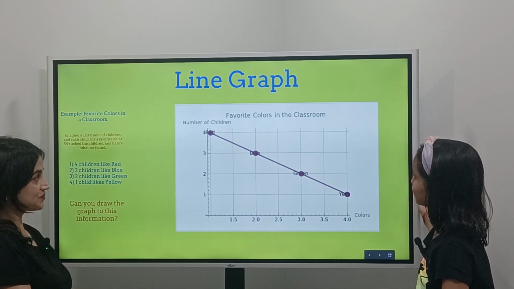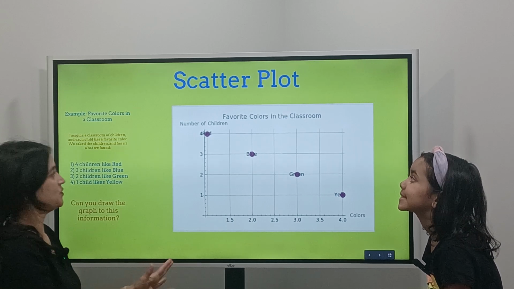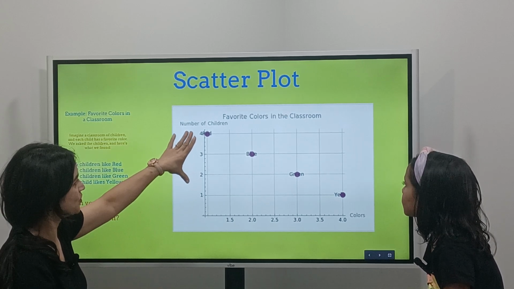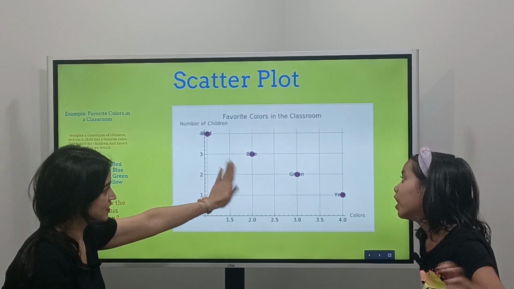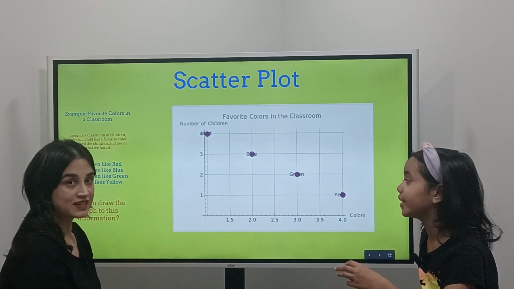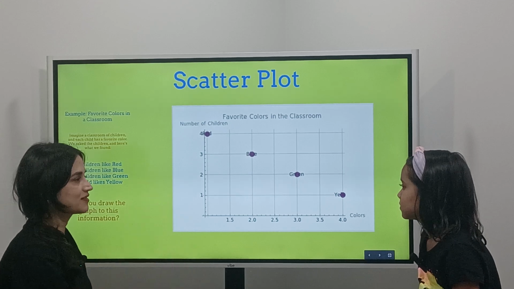Next one, scatter plot. A scatter plot could be anywhere. So, 4 kids like red, so it's up. And 3 kids like blue, and 2 kids like green, and 1 kid likes yellow.